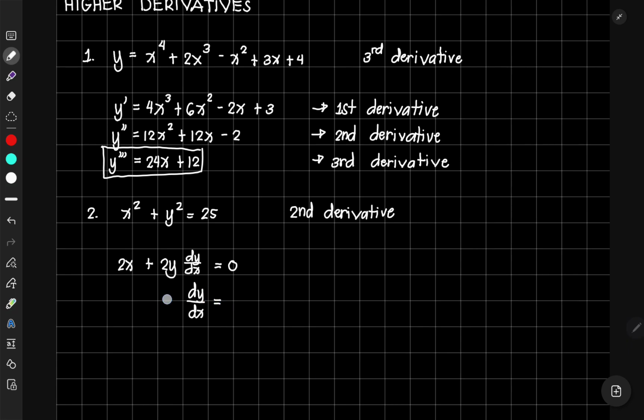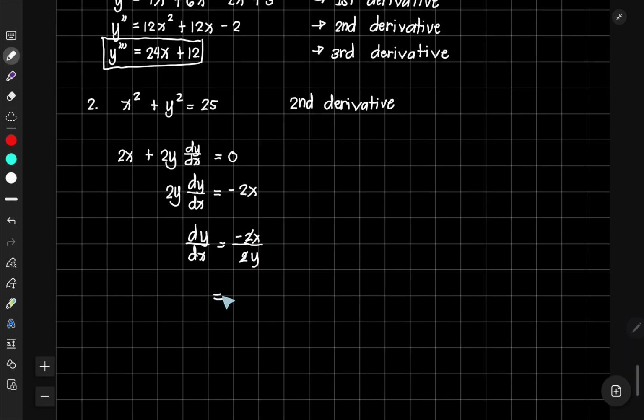So, that is equal to, lagay natin sa kabila. So, this will become negative 2x. So, this will be dy over dx. So, we have negative 2x all over 2y. So, cancel out, magka-cancel out. So, yung first derivative would be x over y. So, this is dy over dx. So, this is only our first derivative.